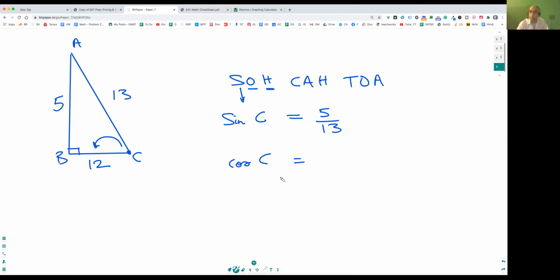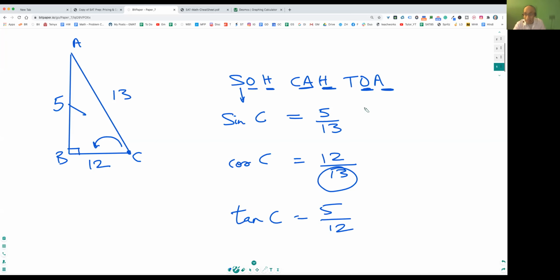So cosine, be very, very careful, okay? It's adjacent over hypotenuse, guys. Adjacent over hypotenuse. So adjacent is 12, and hypotenuse is 13. So be careful. And remember, the hypotenuse is always in the denominator, okay? So 12 over 13, all right? And now tan C, which is opposite over adjacent. So this guy over this guy. So that's going to be 5 over 12.